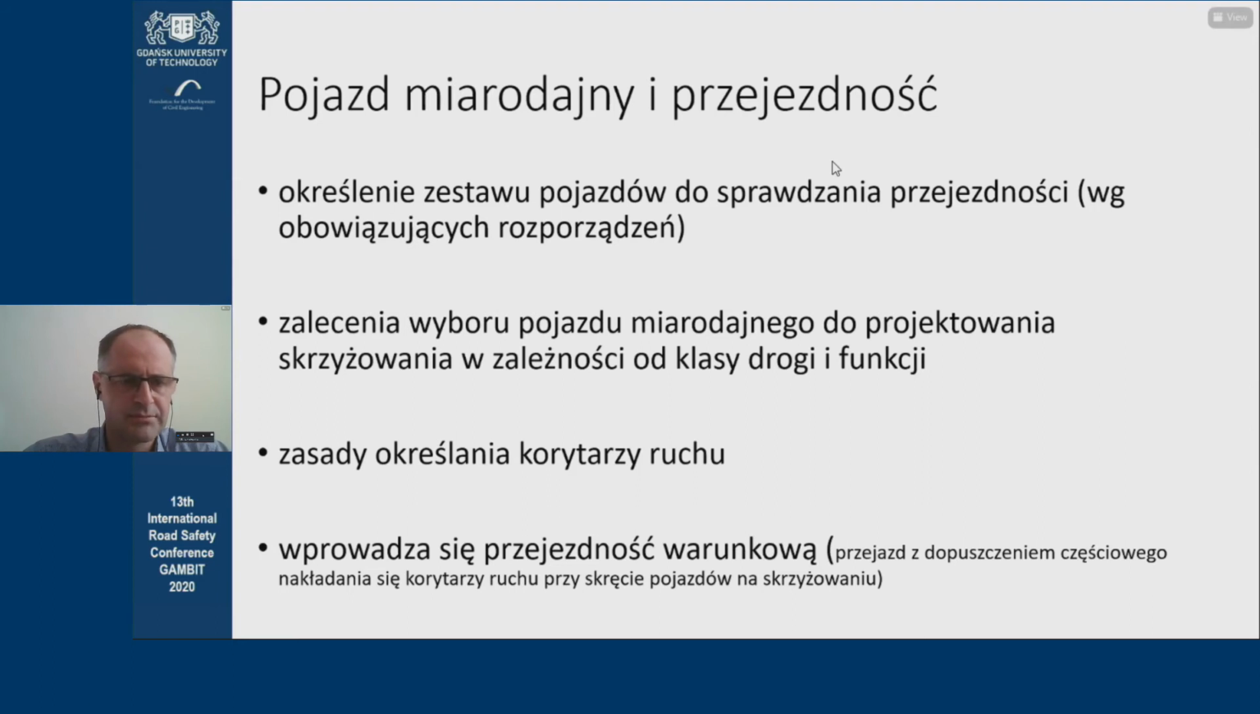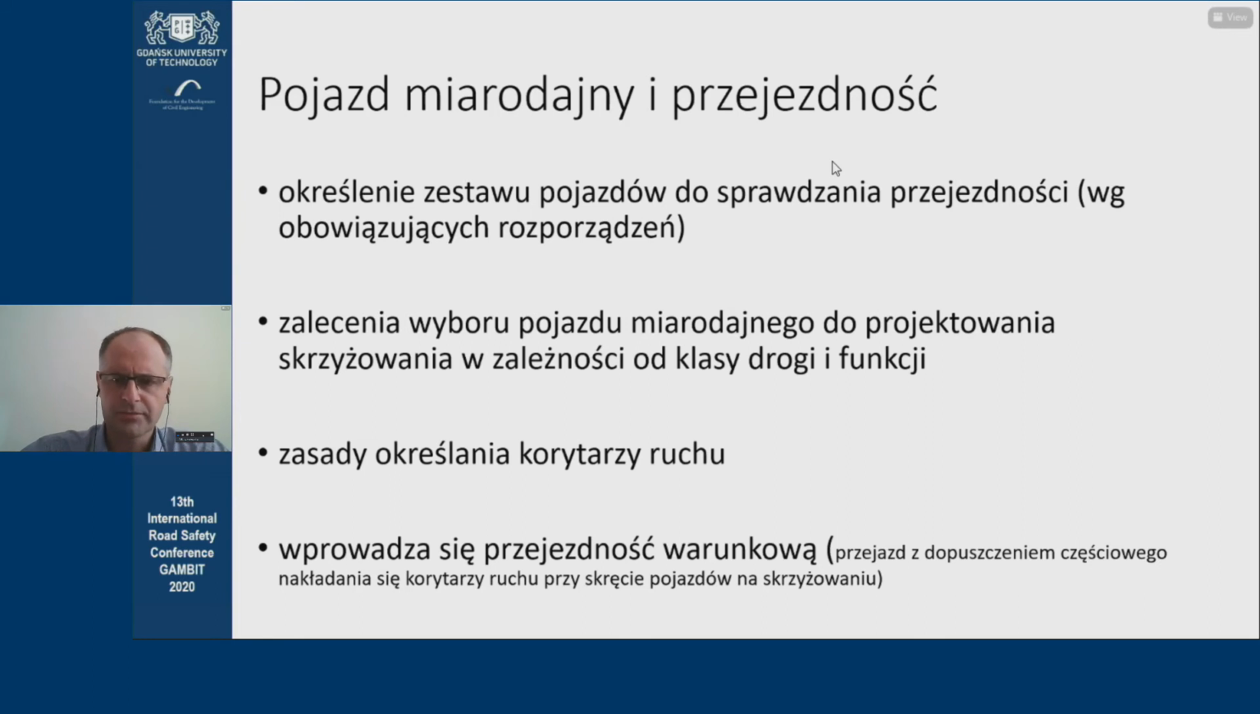In terms of the reference vehicles and passability, well, I won't go into much detail, but it's about passability, and then it's now more clear what traffic corridors are and what they should be. And also there are recommendations for picking the reference vehicles for designing junctions, and that should reflect the type of road and its function. So the functions like, I don't know, commercial or residential function.